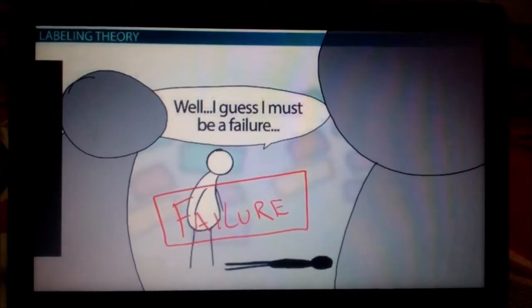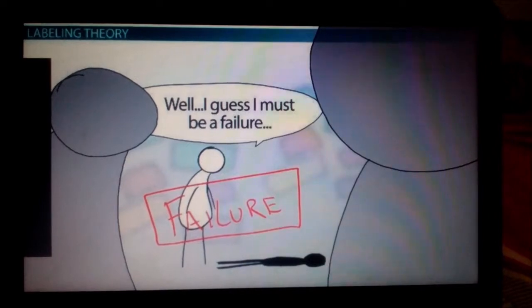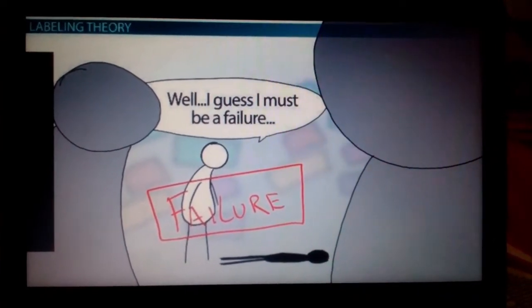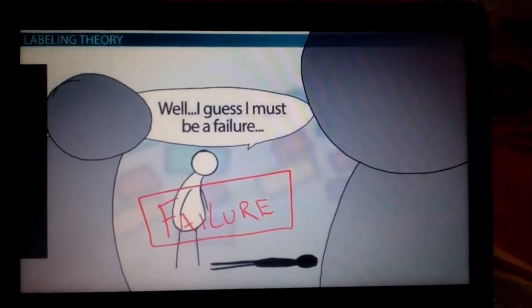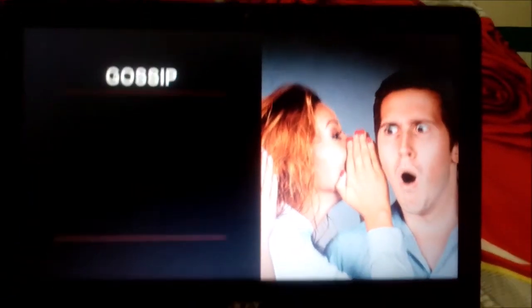For example, "Well, I guess I must be a failure," because he or she is so down. Society drags them down even further; they are already down, and society puts them down even more.